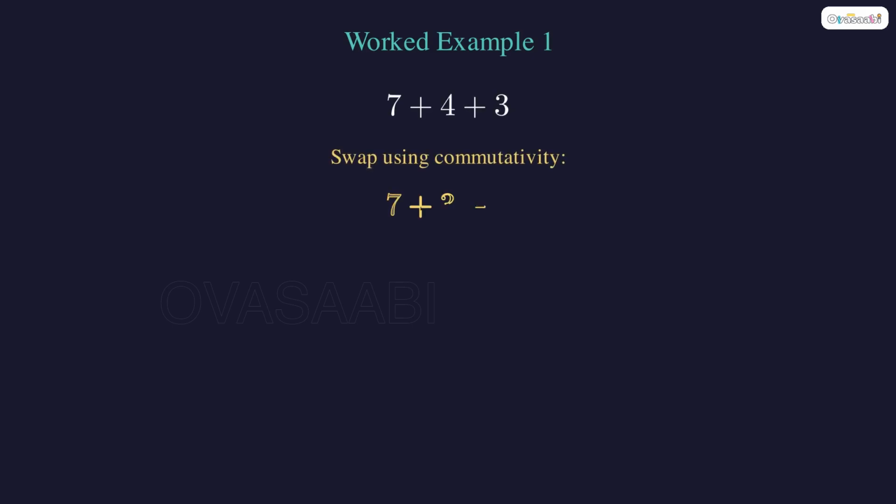Example 1. Calculate 7 plus 4 plus 3. Using commutativity, let us swap to make it easier. 7 plus 3 equals 10, a nice round number.